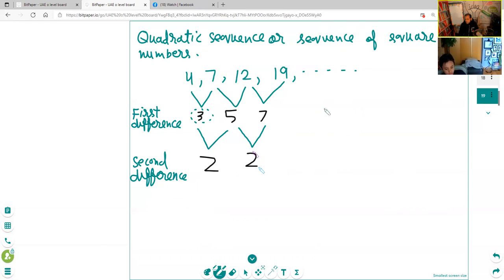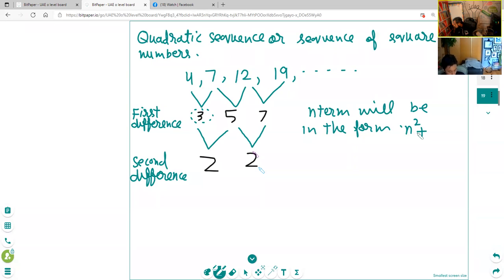It's a general term. The nth term will be in this form. Because it is a quadratic sequence, its nth term will be n square plus b.